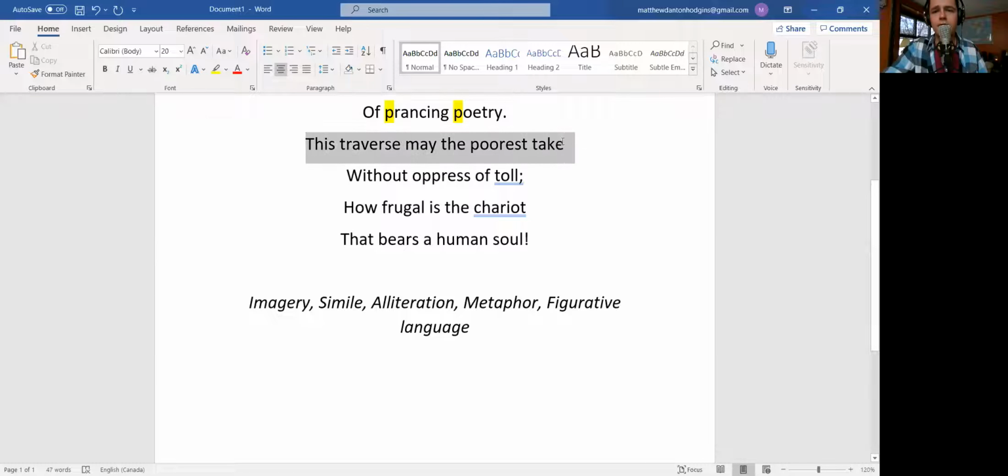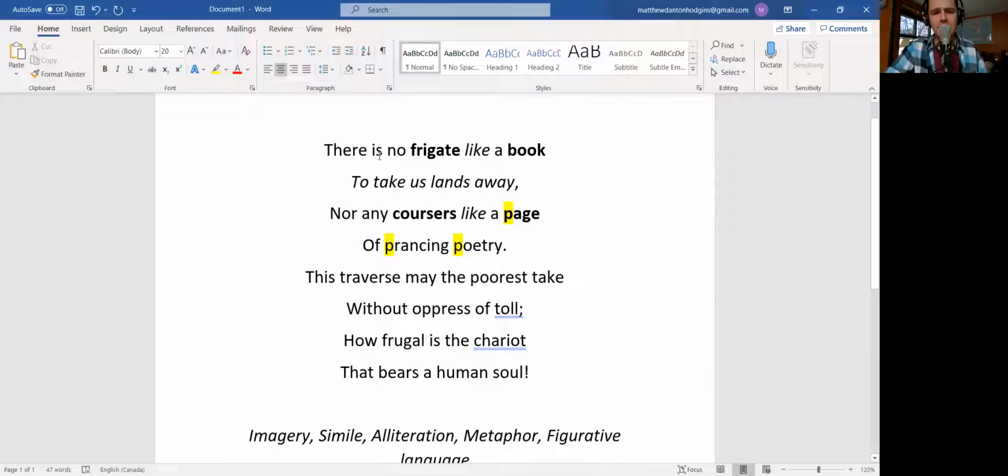This traverse may the poorest take without oppressive toll. Okay, so first of all, we need to understand what a traverse is. And I'm not quite sure, so let's think about the word. Do I know any words in French that are like that? Actually, I do. I know a verb. Put an R at the end, and you've got traverser, which means to traverse in English, but it means to go somewhere, right? To go from one place to another, to traverse the field or to traverse the entire country. That's what that means.